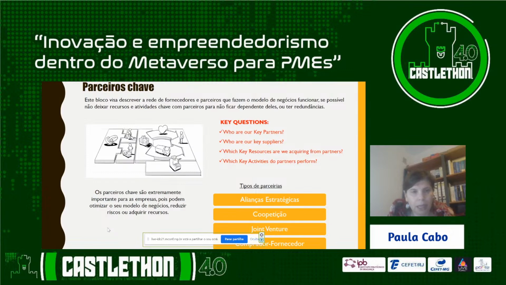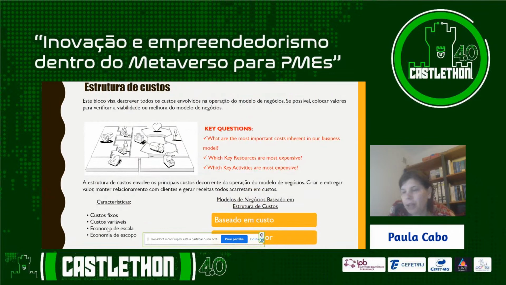And lastly, in terms of the structure of the costs, we need to think about the ones that are more important, the ones that are more crucial in terms of our business model, the ones that are more expensive. These costs can be from the production, or from the marketing, or from the logistics, and so on.